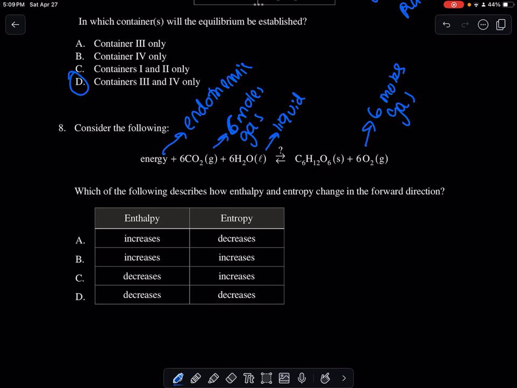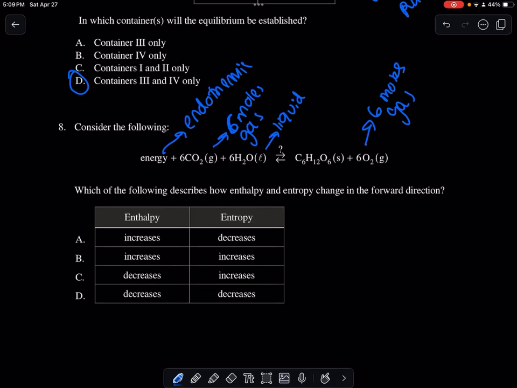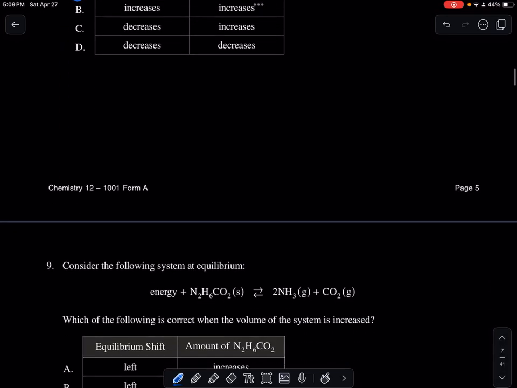So in this case, what's happening to the entropy? The number of moles of gas hasn't changed, but we've gone from having a liquid to a solid, which is a decrease in entropy. So in this case, it looks like the answer is option A, because the enthalpy has increased because we've inputted energy, and the entropy has decreased because we have gone from 6 moles of gas and a liquid to just 6 moles of gas.